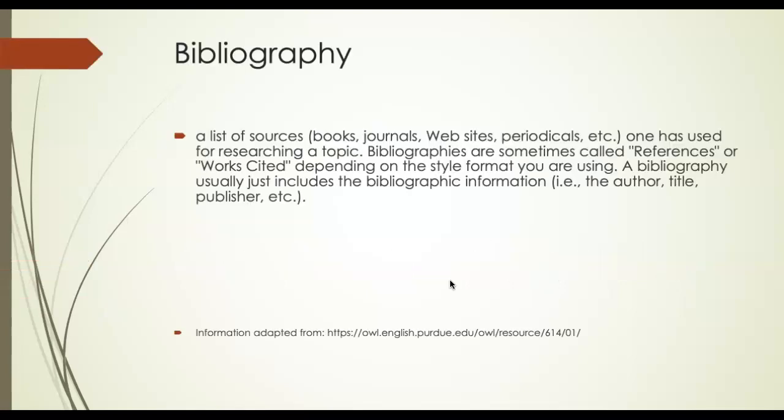So let's break this down into the idea of a bibliography and then what it means for it to be annotated. So, a bibliography is a list of sources, books, journals, websites, periodicals that you've used for researching a topic. Bibliographies are sometimes called references or works cited, depending on what style you're using. And a bibliography usually just includes bibliographic information. So this would be like the information you put on a works cited page: the author of the text, the title of the text, where it was published, the date, the website address, if you had a website address, or whatever the case may be.